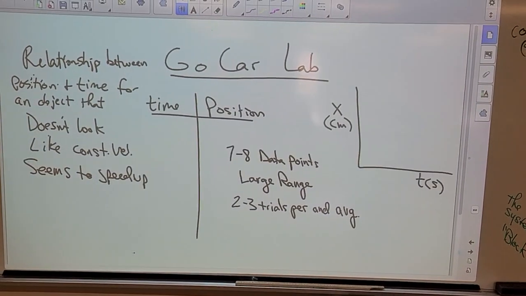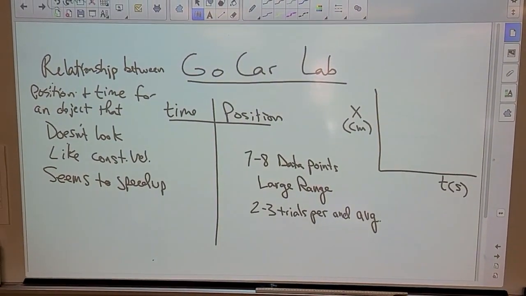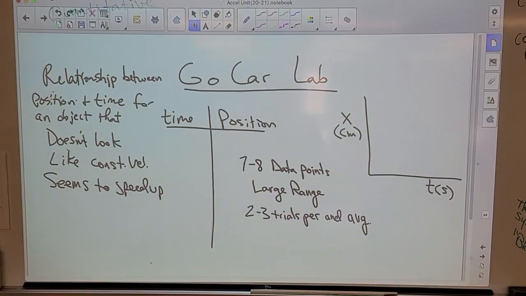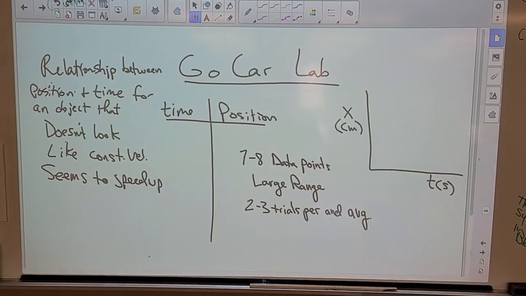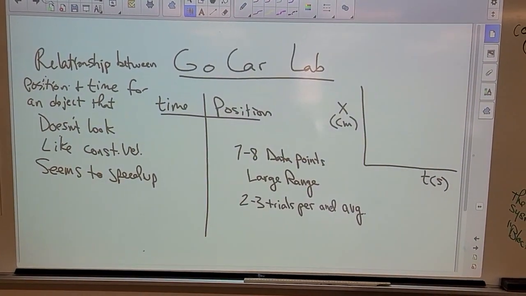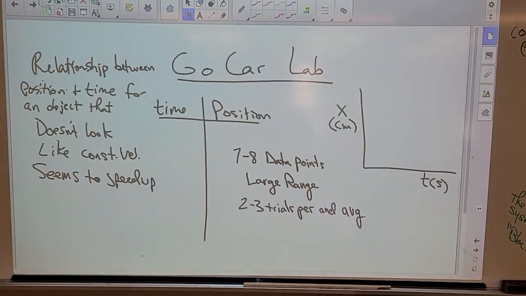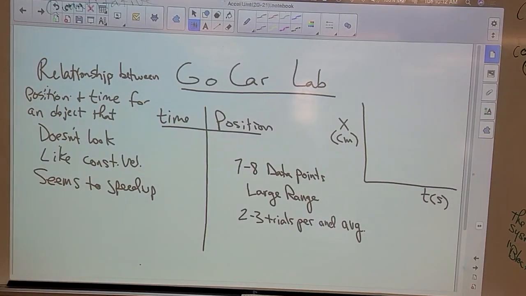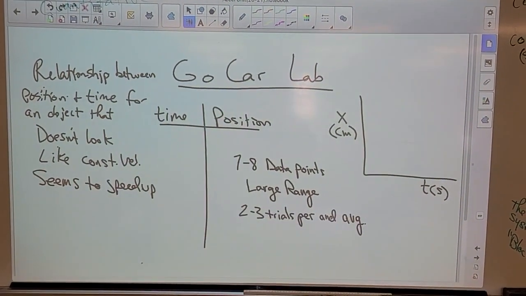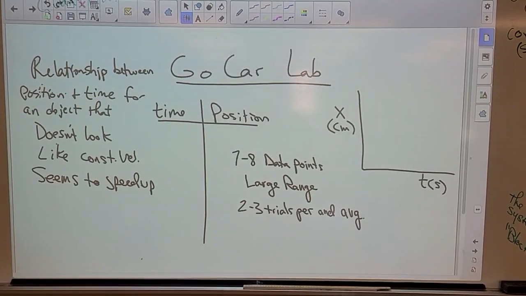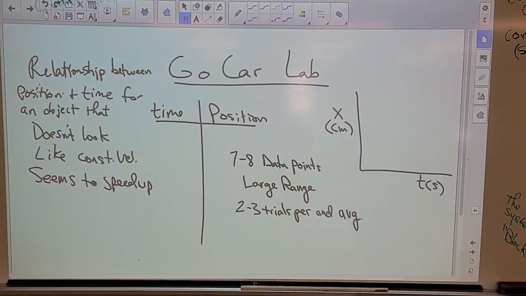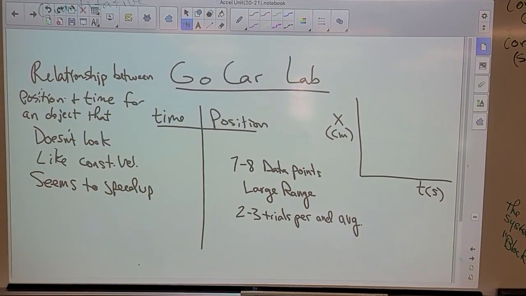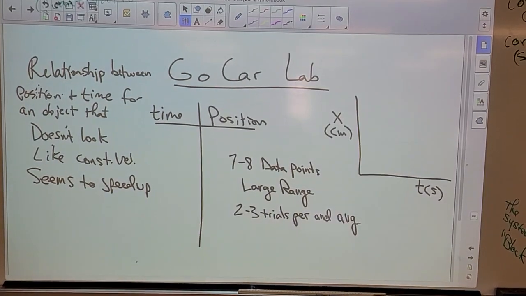And so again, 7 to 8 data points. We want a large range, so we want to use the entire track. That track's over 1.5 meters long, like 160 some centimeters. So we want to use the whole track from short positions all the way out to long positions. We're going to repeat and do 2 or 3 trials per data point and then average those times because it will create better data for us, like we figured out with the tumble buggy lab. And notice position is still on the vertical, most likely measured in centimeters since you're using meter sticks in the room here, and of course time measured in seconds on the horizontal or x-axis.